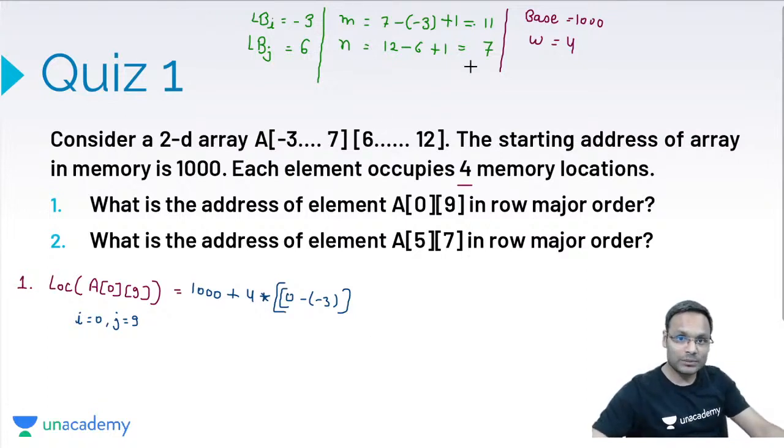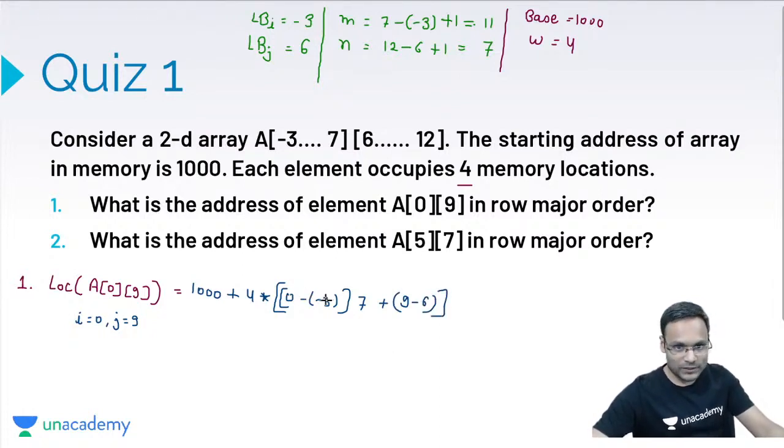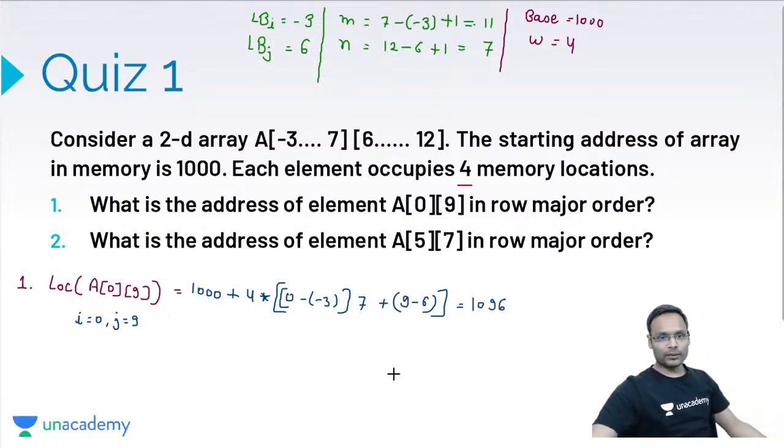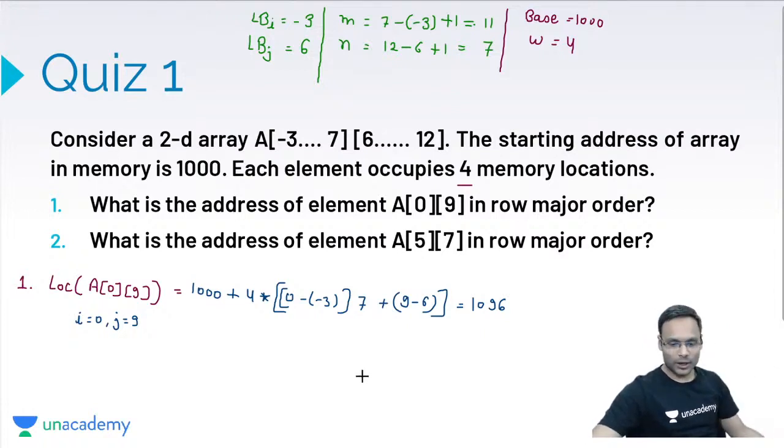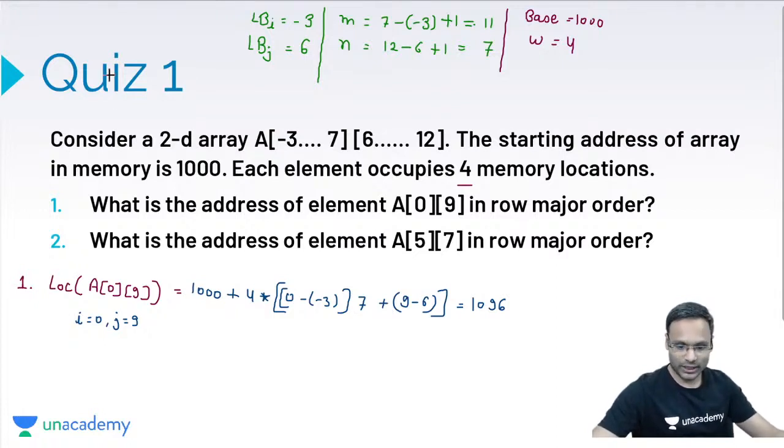How many columns are there? 7, plus J 9 minus LB of J, which is 6. This is 0 plus 3. 3 into 7, 21 plus 3, 24 into 4, 96 plus 1000, 1096 will be the first question's answer. So the answer to the first question is 1096.